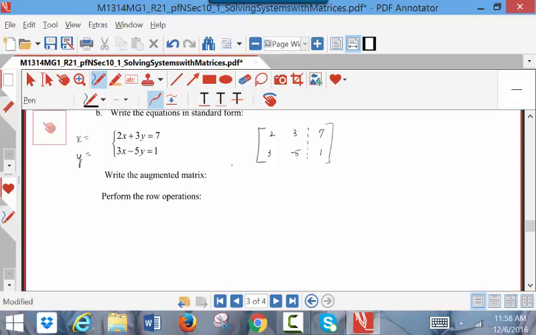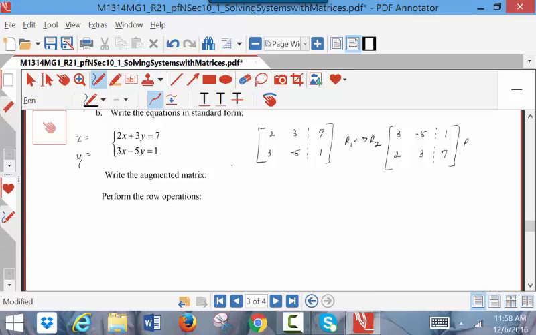I need a 1 in the top left corner. If I take 2 minus 3, it's a negative 1. So I think what I'm going to do is interchange my rows. Okay, I'm going to interchange my rows. And when I do that, I will have a 3, negative 5, 1, a 2, 3, and a 7. All right, and here we go.